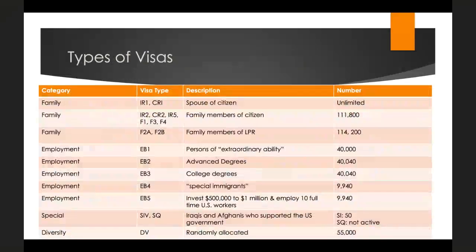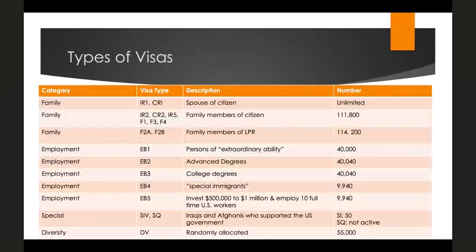Now, there's a series of different types of visas. Like I said, these family visas for the spouses of citizens are unlimited. There are also 100,000 visas given out for particular family members of American citizens, and another 100,000 visas given out for family members of those with legal permanent residence. So if you have a green card, you can also get green cards for your family members. And these family-based visas account for about 2/3 of all visas that are given out.